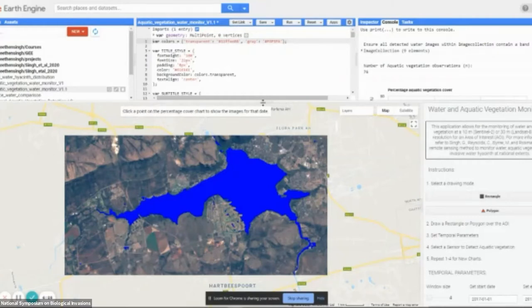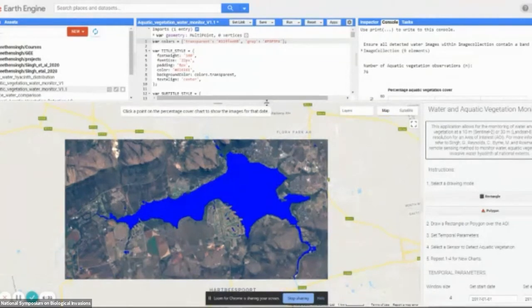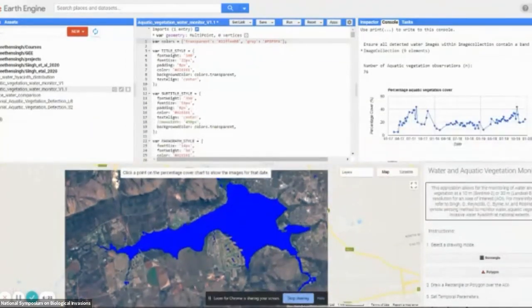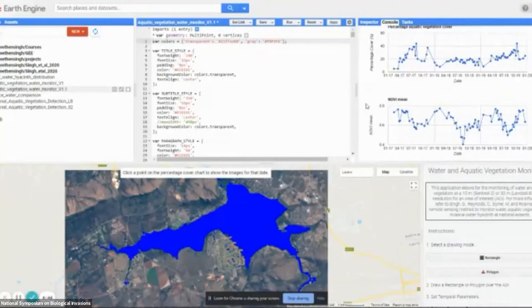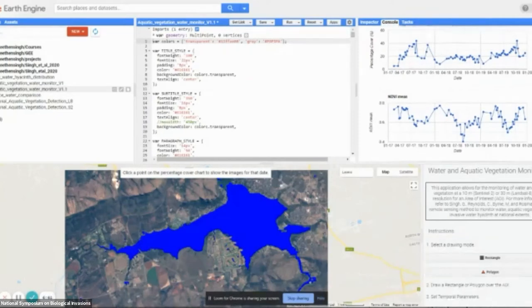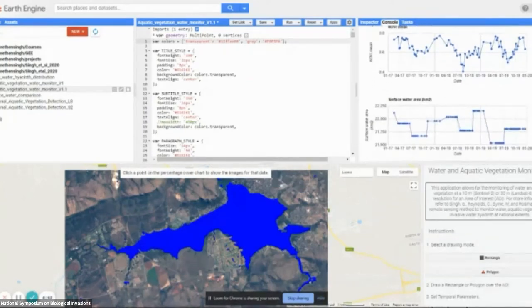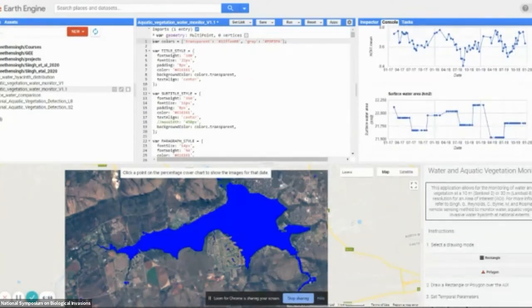So to look at some of the outputs that we get, there are three outputs. The first output shows you the aquatic vegetation cover over time, and so the aquatic vegetation dynamics. The second chart shows you the NDVI mean for these corresponding points, and this is linked to vegetation health. The last chart here shows you the surface water dynamics.